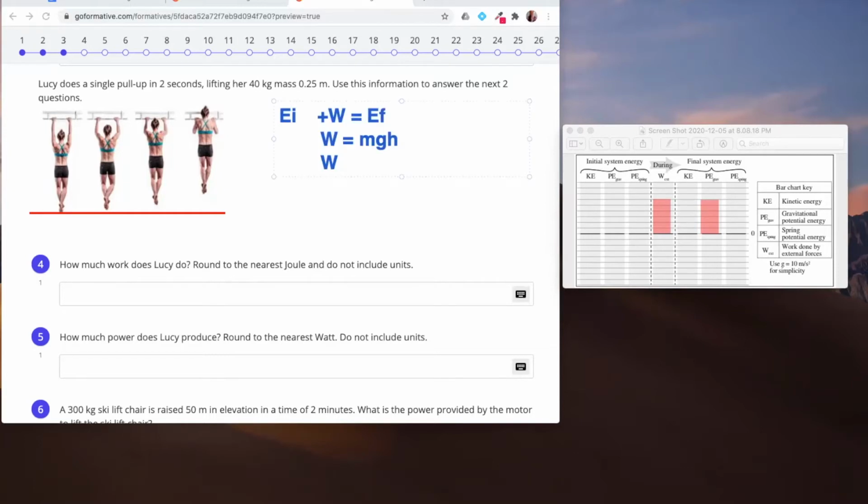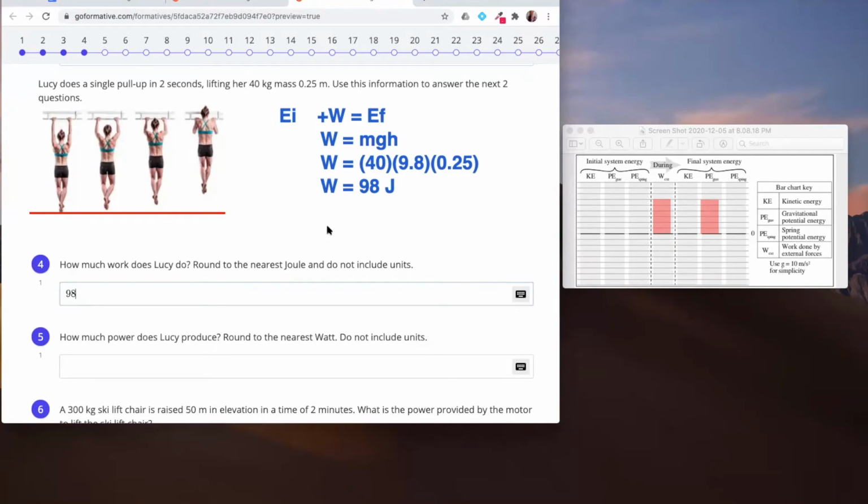That means the work is equal to 40 kilograms times 9.8 as g times a height of 0.25 meters. That gets me a work of 98 joules. So I'm entering here. Remember, this is a calculation problem. So 98, don't include joules, don't include units, all that good stuff.